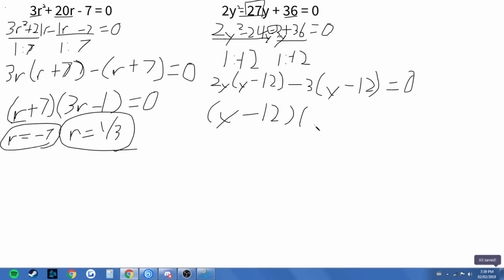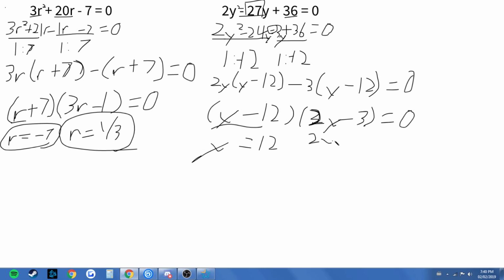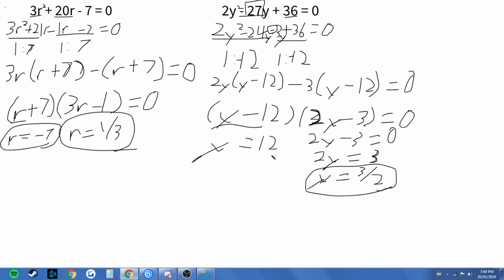Then we group up the 2y and the negative 3, so 2y minus 3 equals 0. Now we just solve for y, so this bracket, y would be 12, 12 minus 12 equals 0, so y equals 12. Then this one, yeah, you can also do it as 2y minus 3 equals 0, and then solve for y. That's sometimes easier. 2y equals 3, bring over the 2, and then y equals 3 over 2. And those are your two answers.